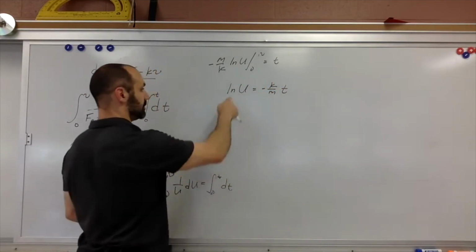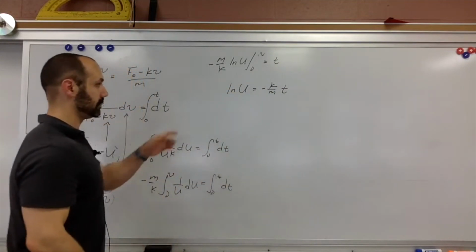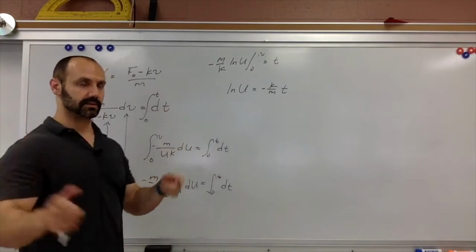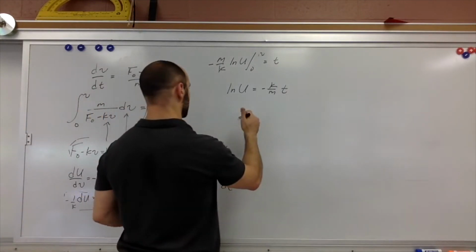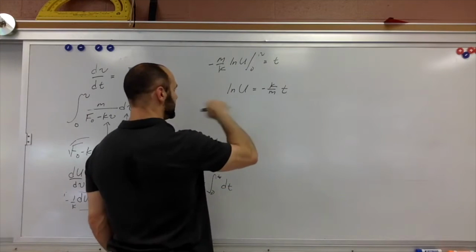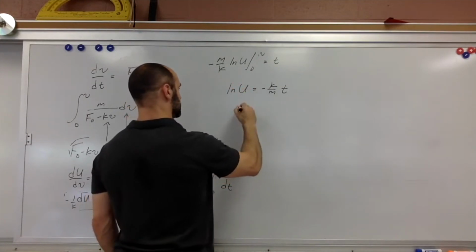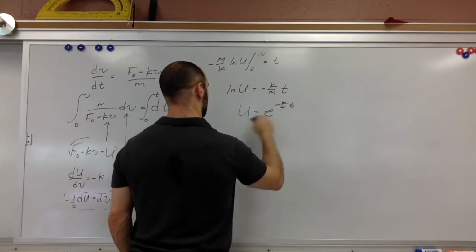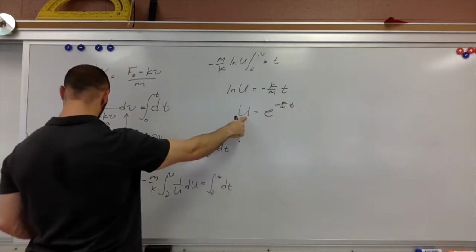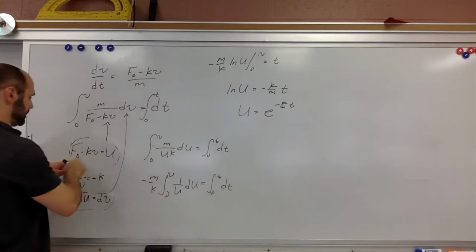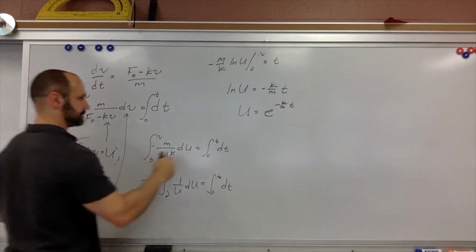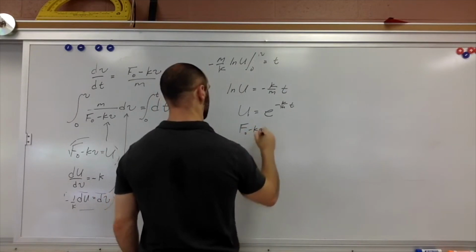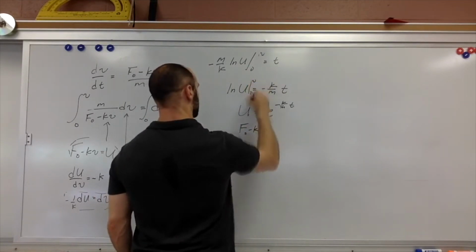Now how do I get rid of a natural log? Right, the way I get rid of this is that I exponentiate both sides. I put both sides to the power of e, right? So e to the this thing is just u. So u equals e to the negative k over m times t. But what was u? U is equal to this thing, right? F naught minus kV. So this is F naught minus kV. I'm still going, by the way, from 0 to V.